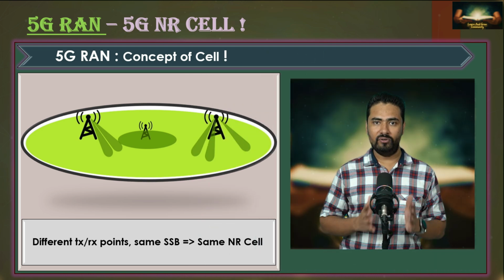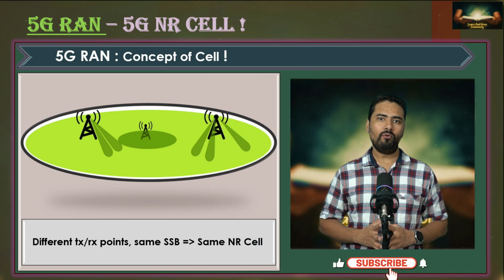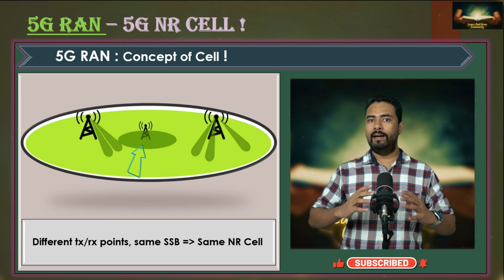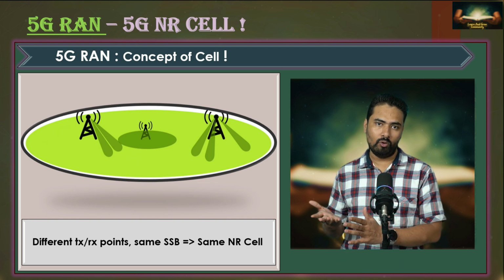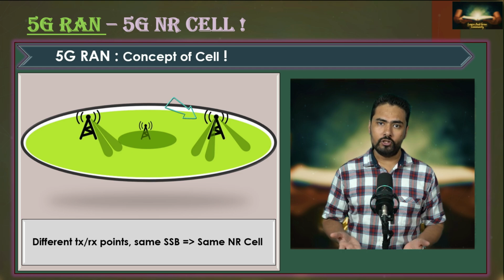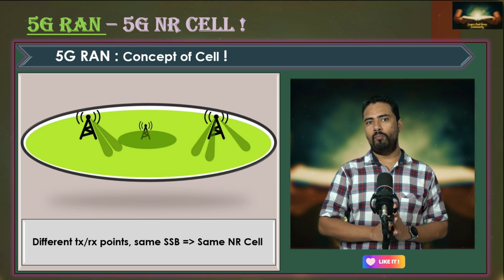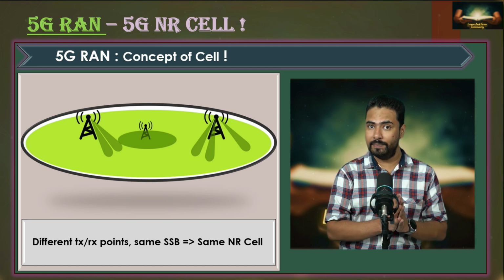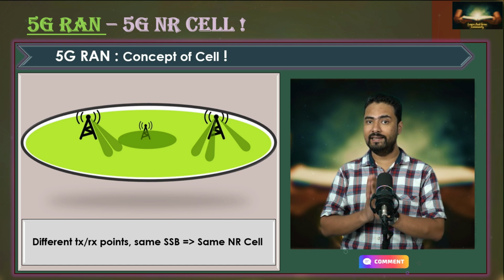Let's understand this with one example. So consider we have one base station that supports beamforming in 5G NR, and a small cell that obviously does not support beamforming, and another base station that is also using beamforming. Now if all of them are transmitting the same SSB, then they will act like one single cell.